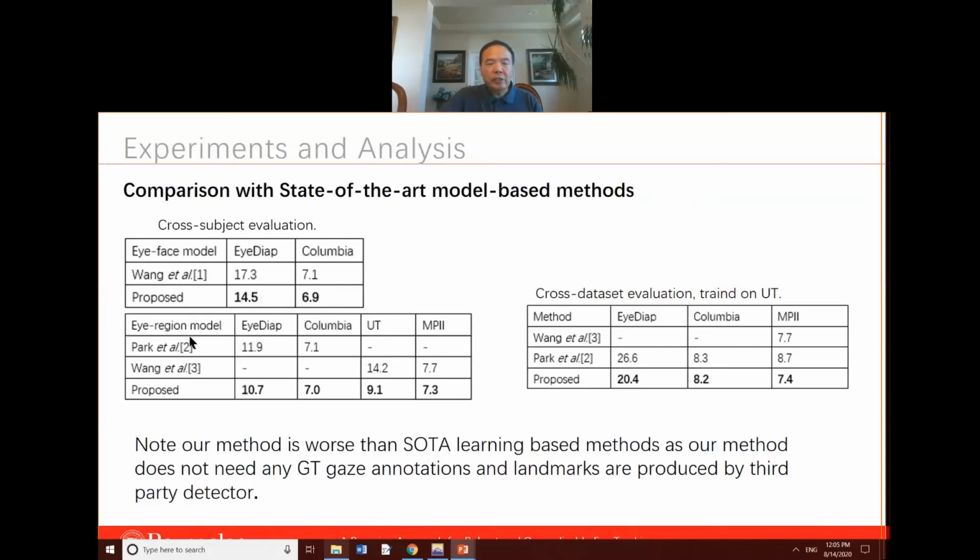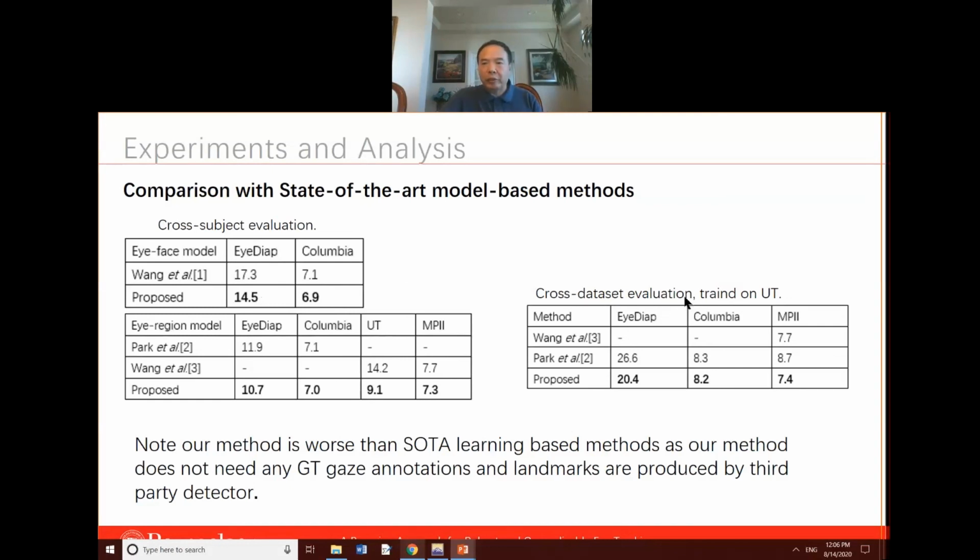And then this is compared with a region-based model-based method. So these are two methods using the eye landmarks. And this is our comparison. On these two data sets, again, our method outperforms these methods. And again, as you can see, the improvement is more significant on the EYEDIAP data set. And this is the comparison with this method. And again, the improvement is more significant on the UT, which is more challenging than the MPI dataset.